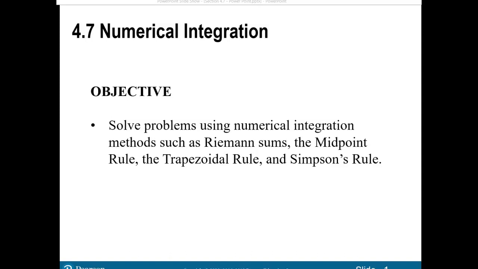We have to revisit that method because in some situations, there is not a way of finding an antiderivative through a formula or through a substitution method or through an integration by parts. So we have to have a way sometimes of still evaluating and approximating.